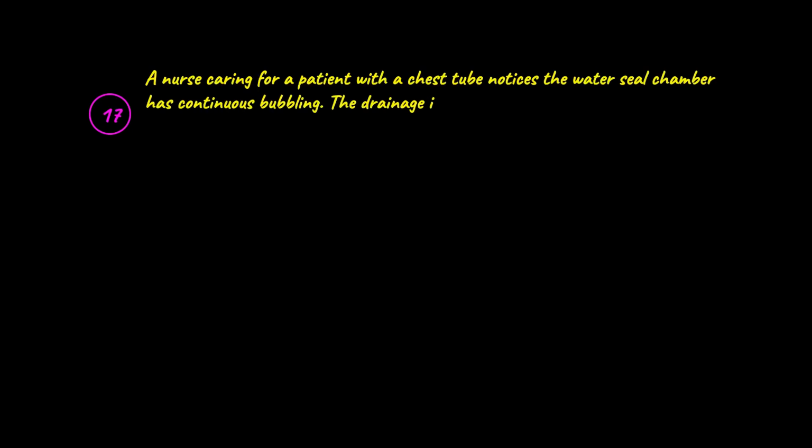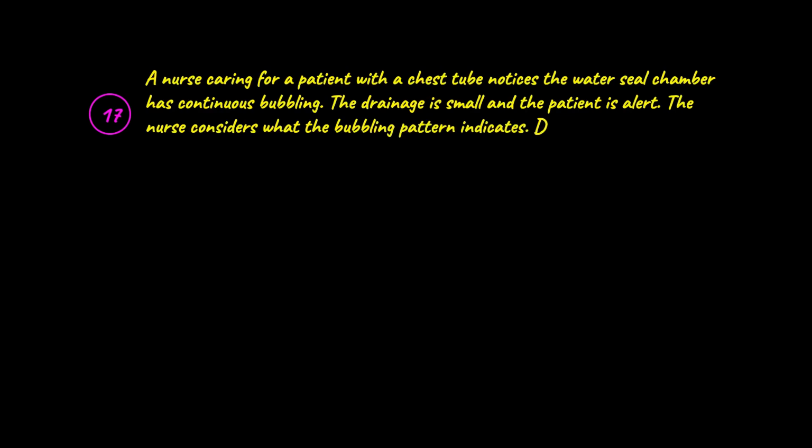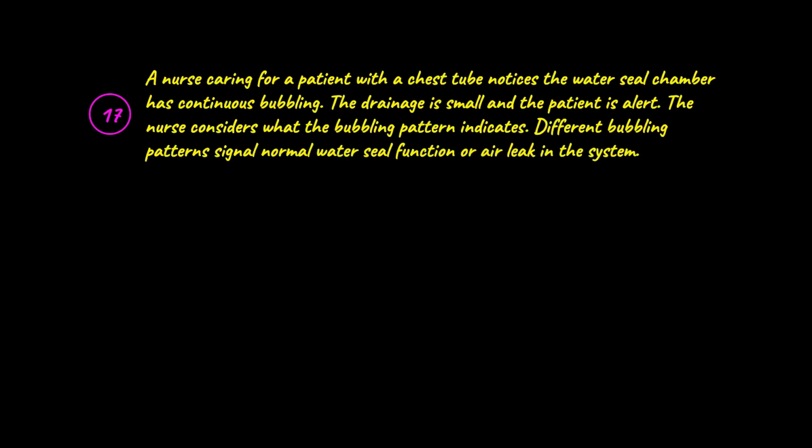Question 17. A nurse caring for a patient with a chest tube notices the water-sealed chamber has continuous bubbling. The drainage is small and the patient is alert. The nurse considers what the bubbling pattern indicates. Different bubbling patterns signal normal water seal function or air leak in the system.